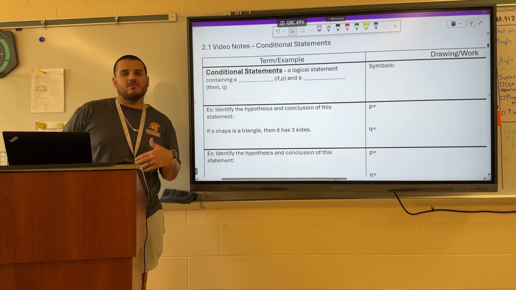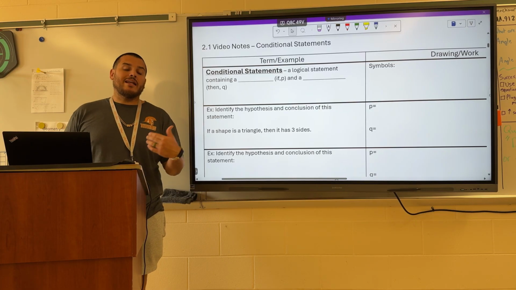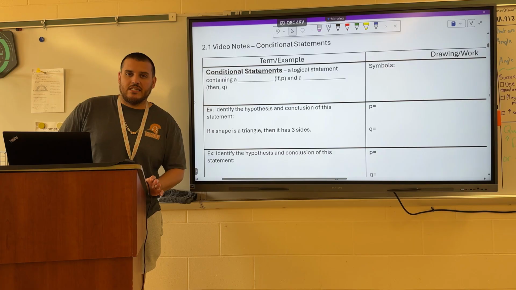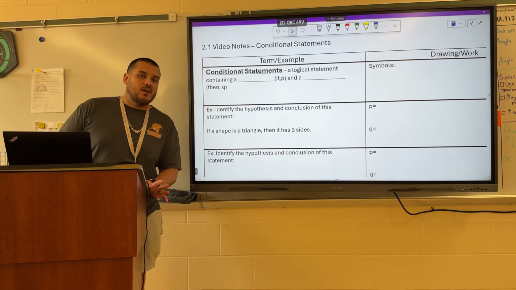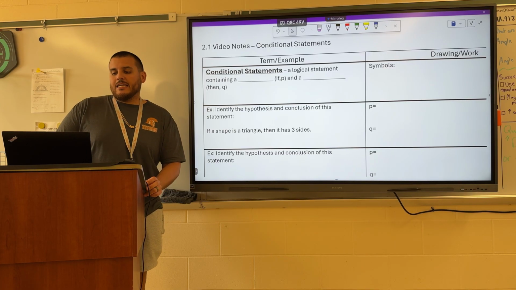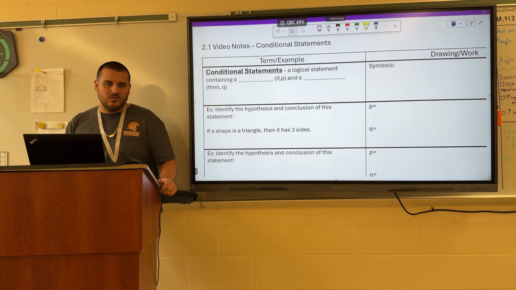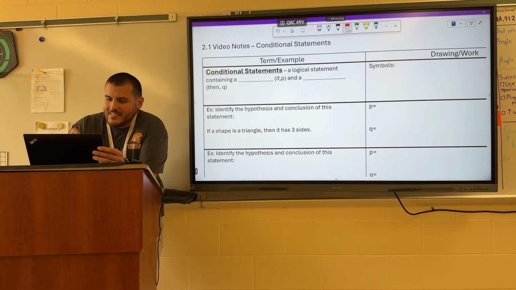Instead, we're going to be using a lot of reasoning and logic. We're going to be writing a lot of sentences, evaluating a lot of sentences, and we're starting off with conditional statements. A conditional statement is a logical statement that contains a hypothesis and a conclusion.